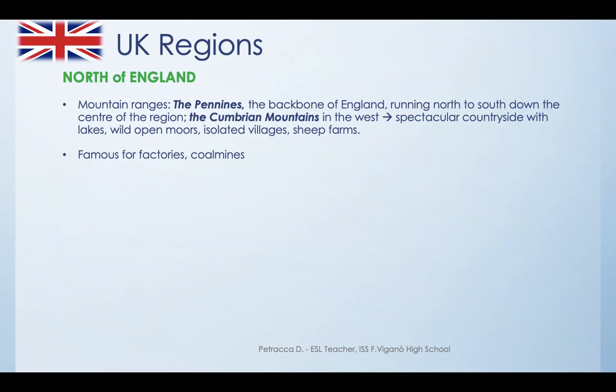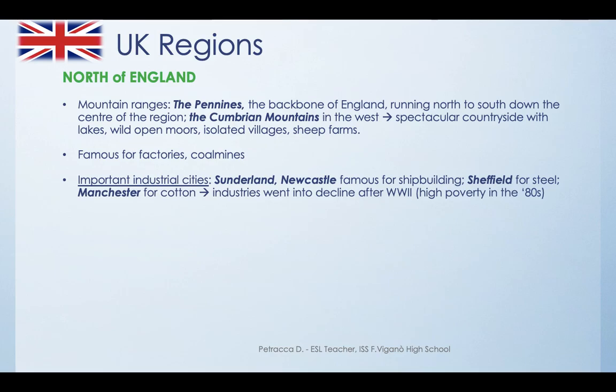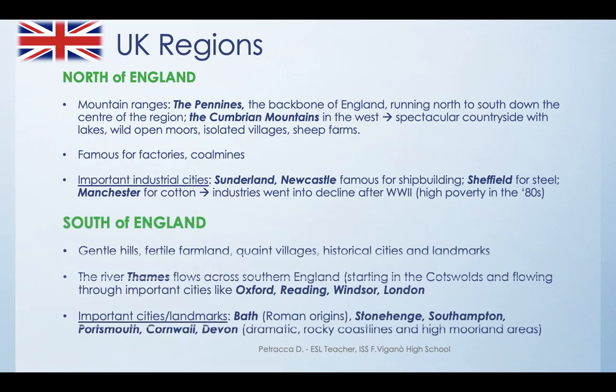The north of England is famous for factories and coal mines. In fact, in this region, we can find important industrial cities like Sunderland, Newcastle, which is famous for shipbuilding, Sheffield, famous for steel, Manchester for cotton. This area used to be an industrial area, but industries went into decline after World War II, and so this area underwent a period of high poverty in the 80s.